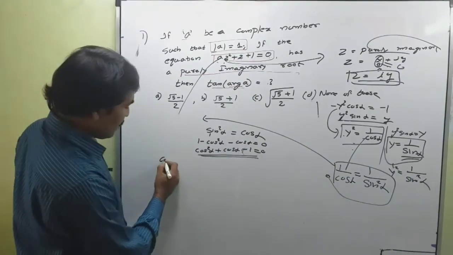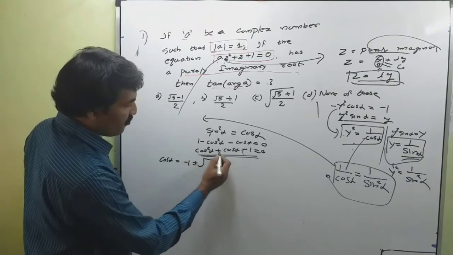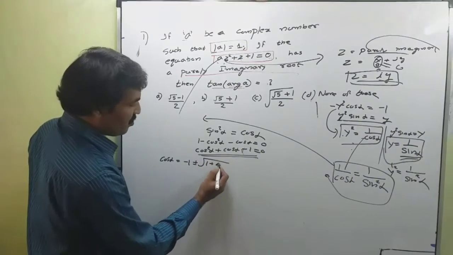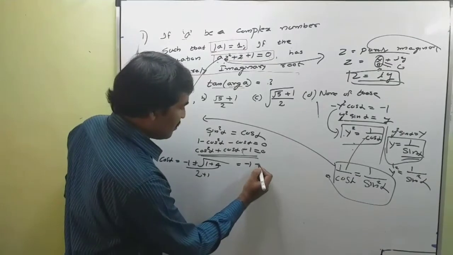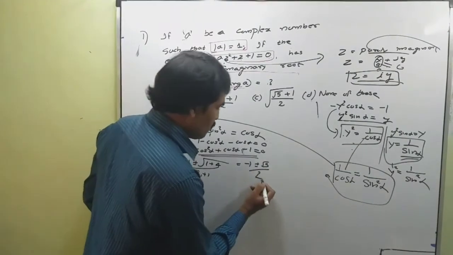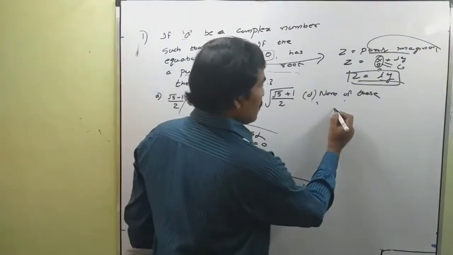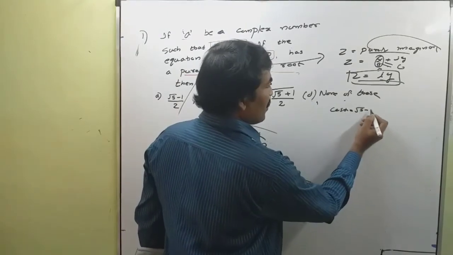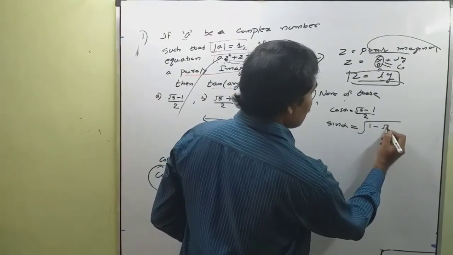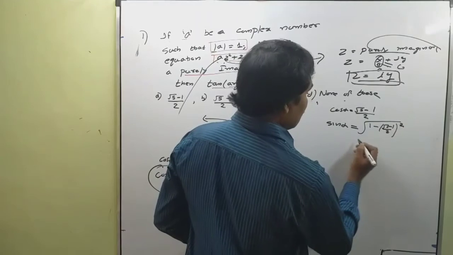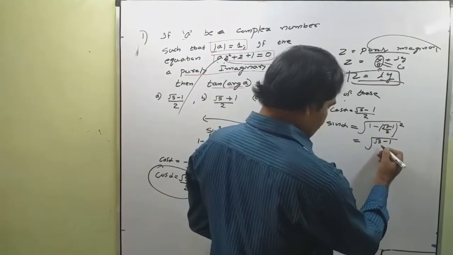By solving, cos alpha is equal to minus 1 plus or minus root of b square minus 4ac, that is 1 plus 4, by 2a, 2 into 1. That is equal to minus 1 plus or minus root 5 by 2. Cos alpha is equal to root 5 minus 1 by 2. So sin alpha is equal to root of 1 minus (root 5 minus 1 by 2) square, that is equal to root of root 5 minus 1 by 2.